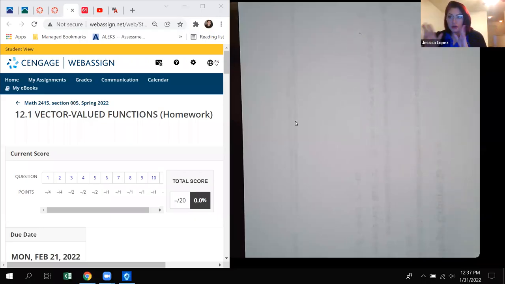Okay, sorry, no 11.7 for this section. We're actually going to move on to chapter 12, where we're starting to get into some vector calculus.